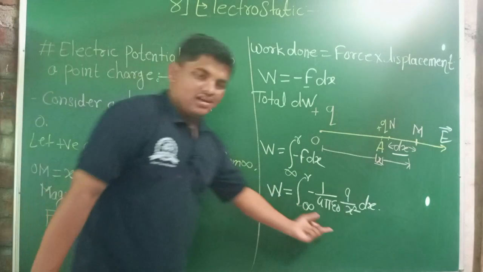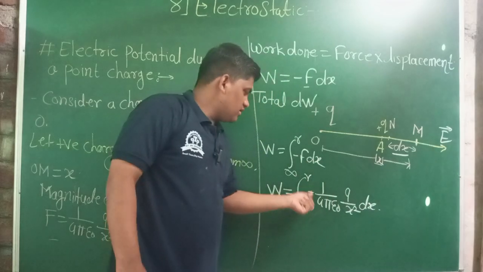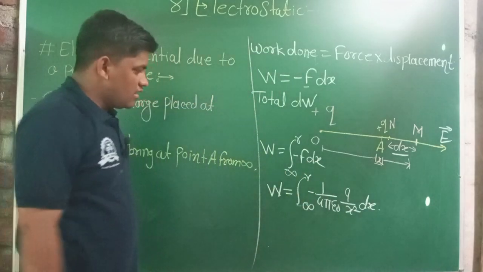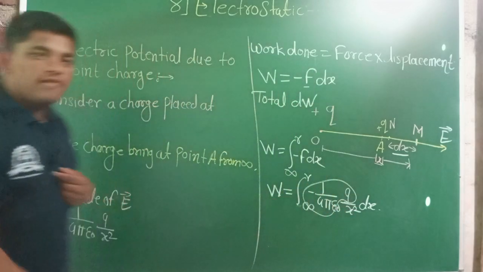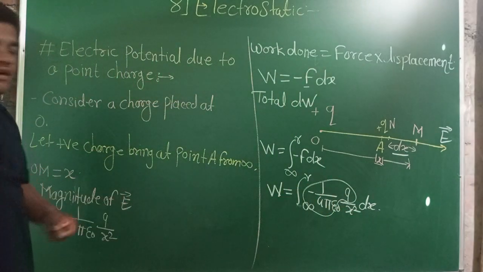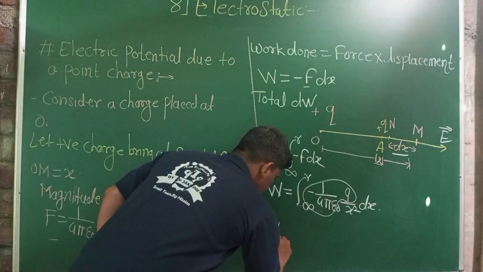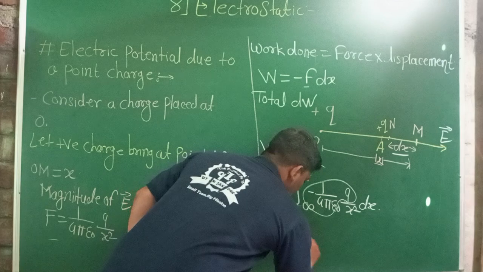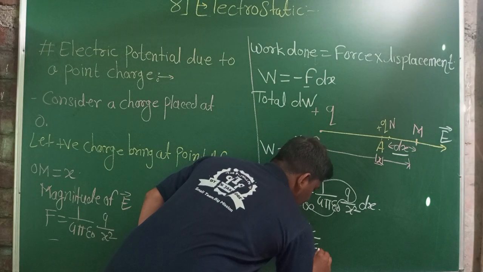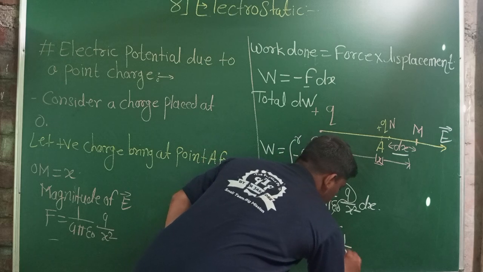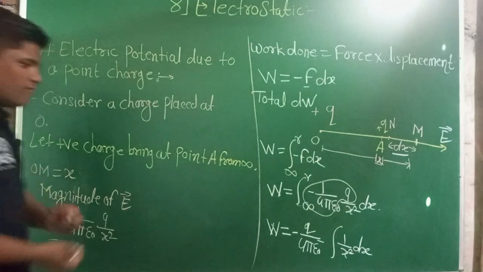This is the value of force, and these are the displacement and the negative sign as it is. All such things are constant. We cannot take a derivative or integration of a constant, so it is taken outside. The work W is equal to minus q upon 4 pi epsilon 0 and the integration of 1 upon x square dx. This is the value of integration.